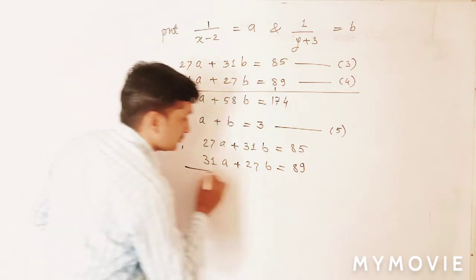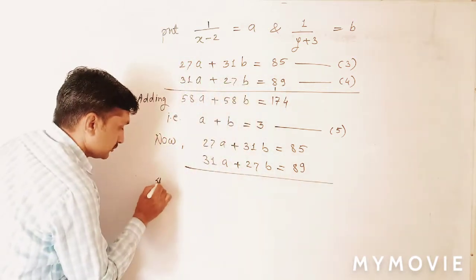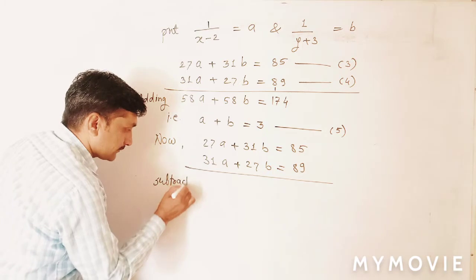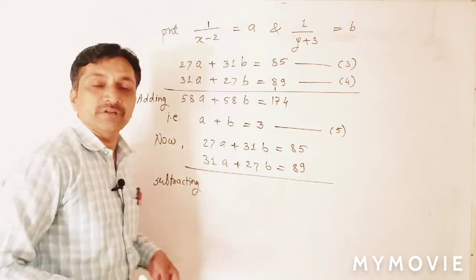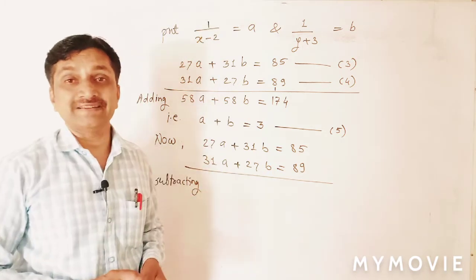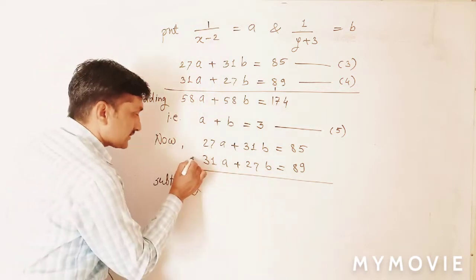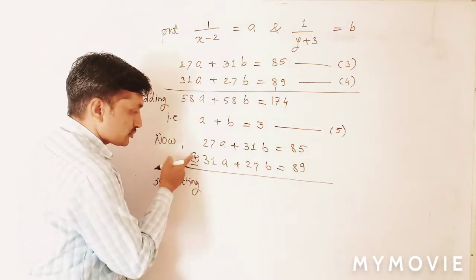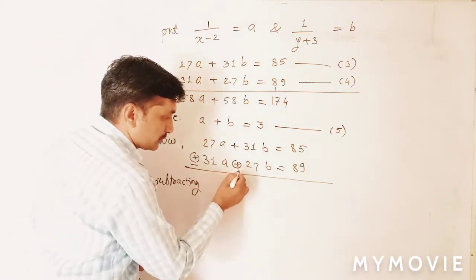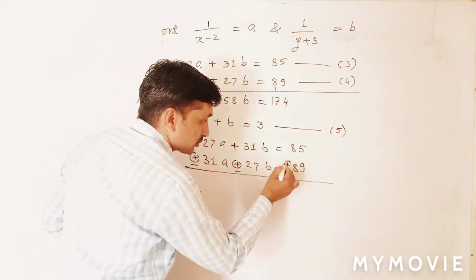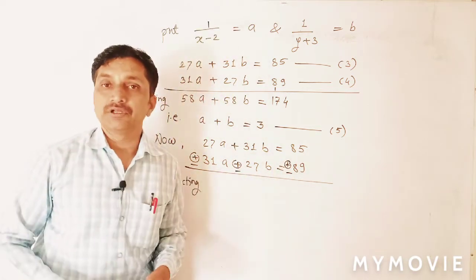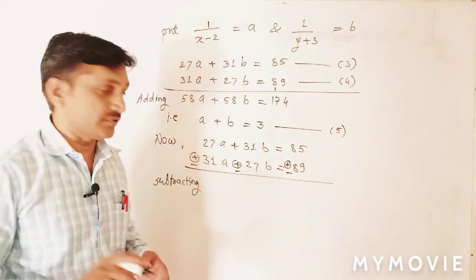Again we wrote them, because we are subtracting here now. Here I write subtracting. And when we subtract, we have to change the signs of the second equation. Here signs will change: original plus, new sign minus. Here also original sign plus, new sign minus. We have changed the signs of the second equation.